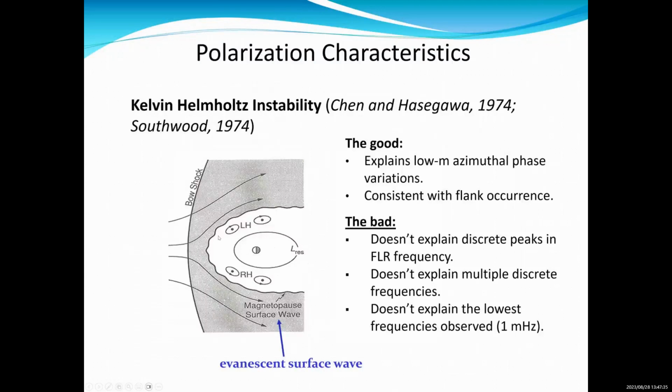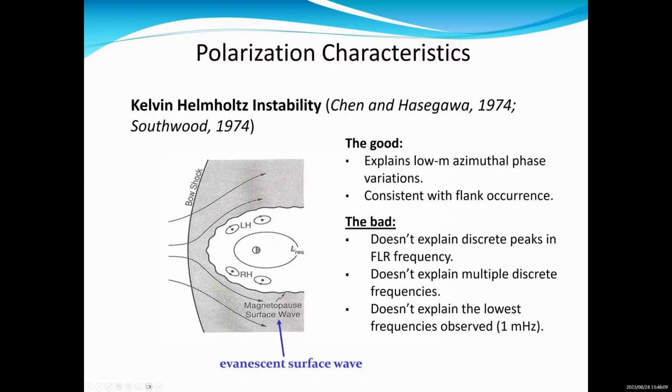These surface waves have a certain frequency. When that frequency matches the natural frequency of some field line, you get resonant growth of these toroidal mode waves. What you find is that there's a polarization reversal across noon. Here the polarization is left-handed, here the polarization is right-handed.